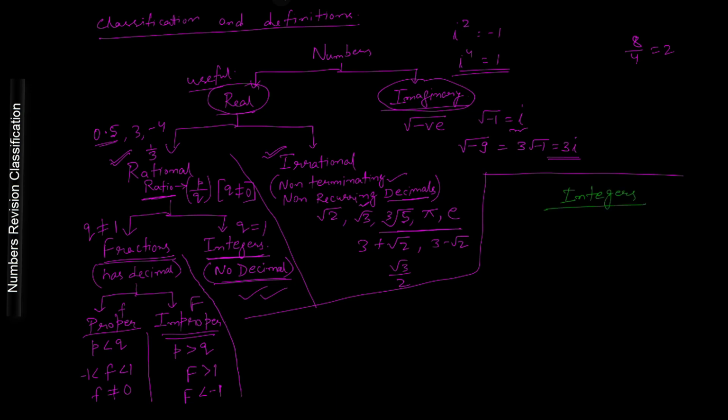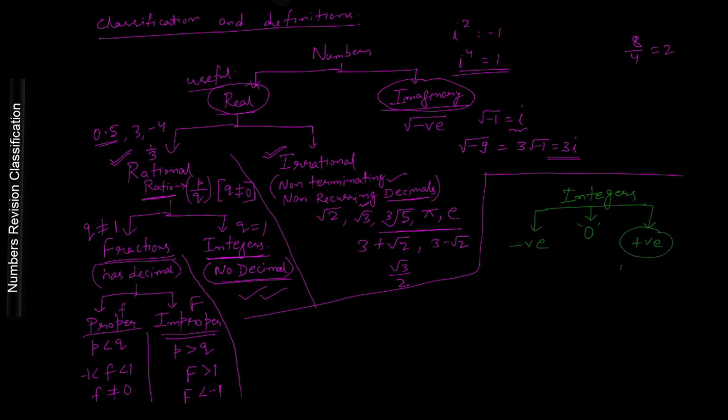Integers can be divided into parts in two different ways. One way is negative integers, positive integers. Here it is very important and imperative to understand that 0 is neither negative nor positive. Integers are those numbers which do not have any decimal part. So this is one way of dividing it.